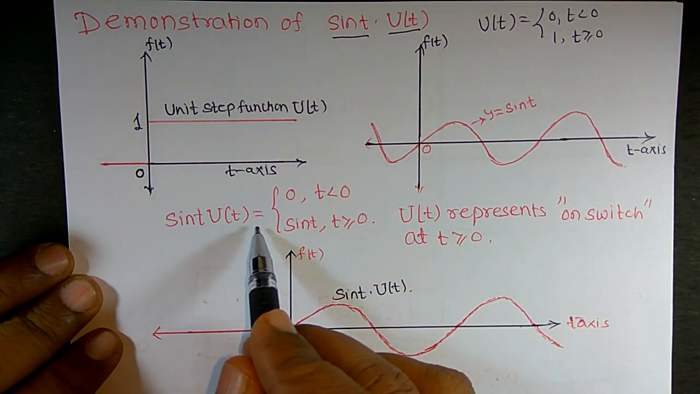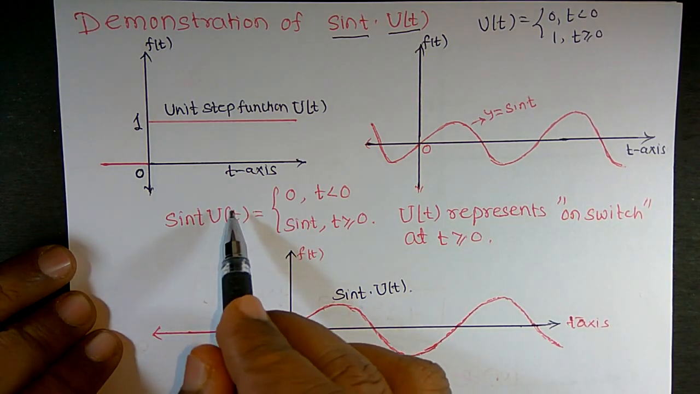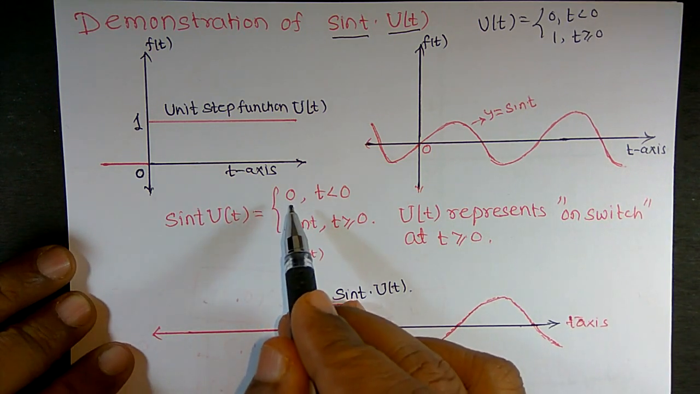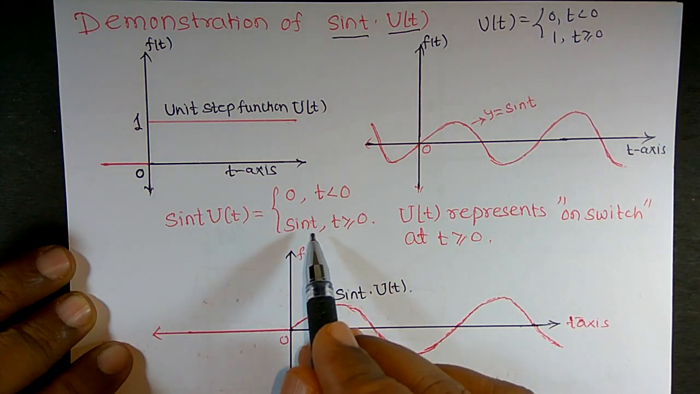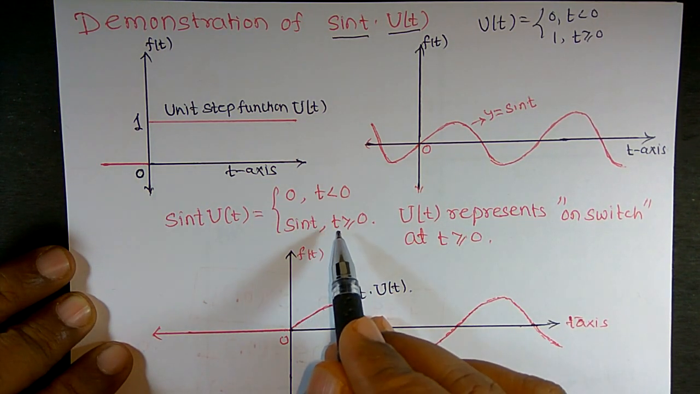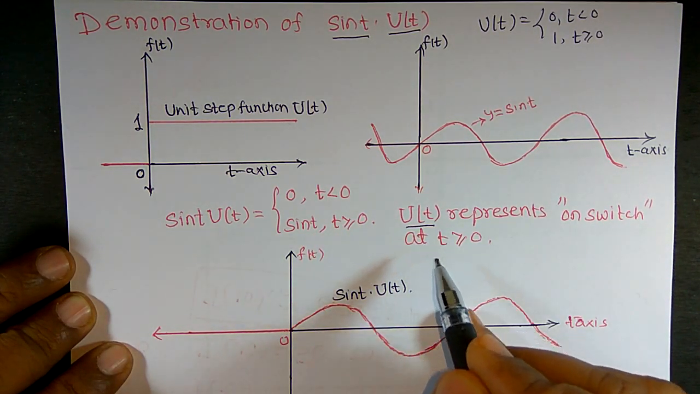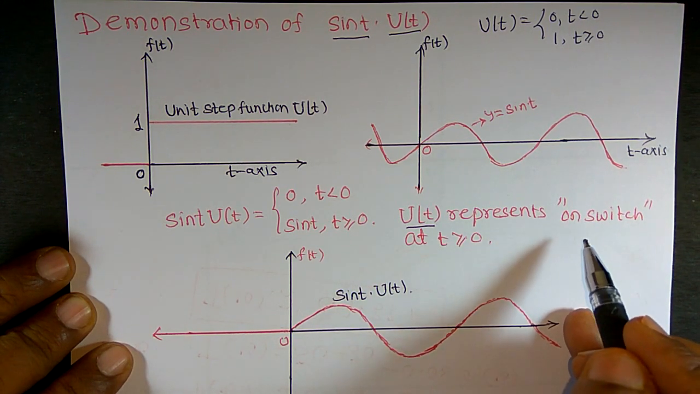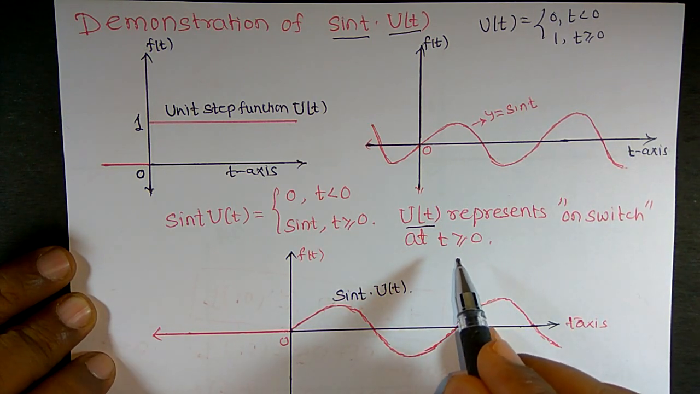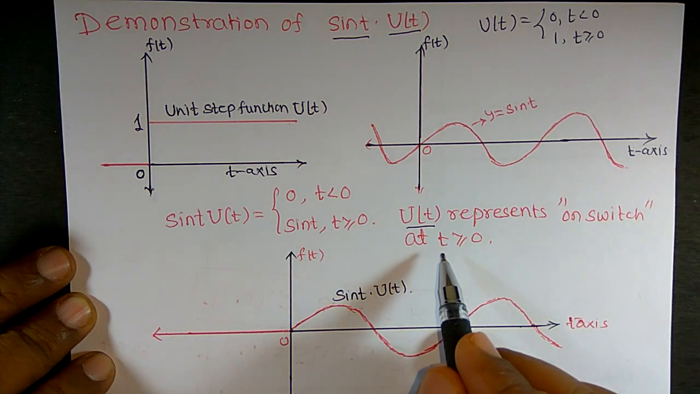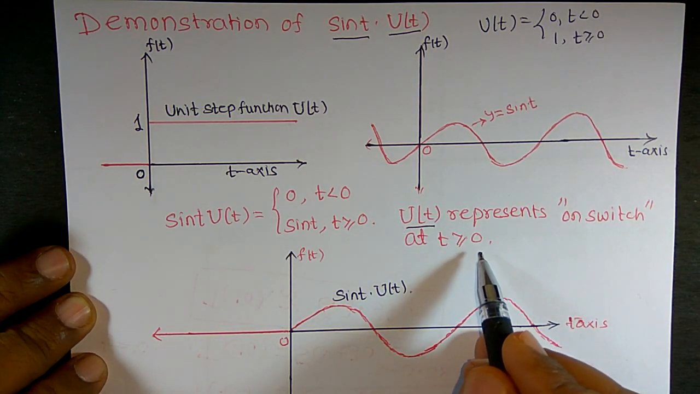Sine t into u of t, as we have defined in the last video. Exactly in a similar way, we can write down the value of this function: it becomes 0 when t is strictly less than 0, and you will get sine t when t is greater than or equal to 0. Here u of t represents a switch, right? So the switch will be off when t is less than 0, and the switch will be on when t is greater than or equal to 0.